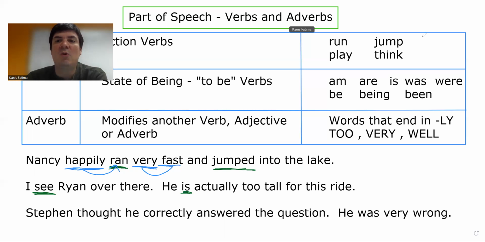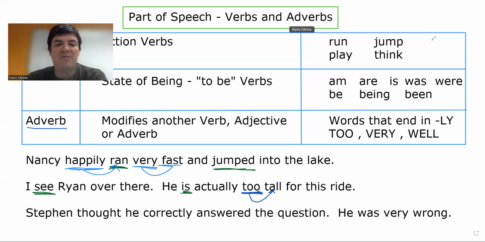Now I see two more adverbs. My first adverb is too. Too is the adverb. It is modifying the adjective tall. He is tall. He is too tall.